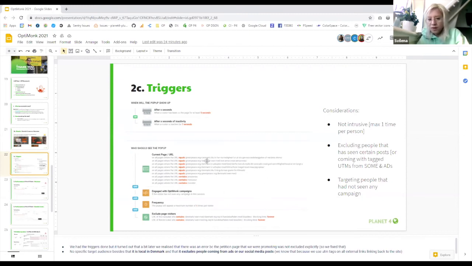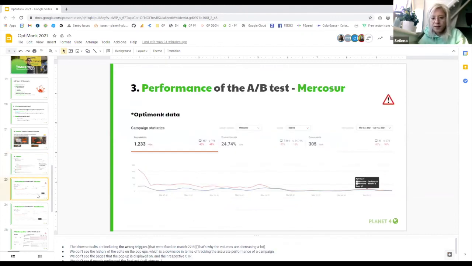In general, we are using them on post pages that contain certain words like Amazon, Mercosur, etc. So that worked very well. No complaints there. And then this is how it looks from the analytics that is provided as data from Optimonk itself that you can see on the page.